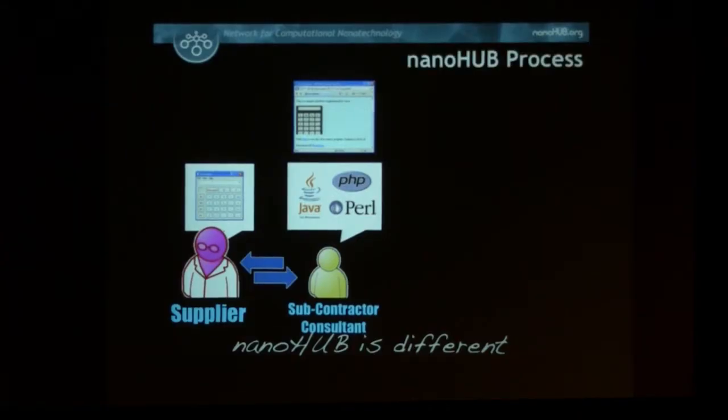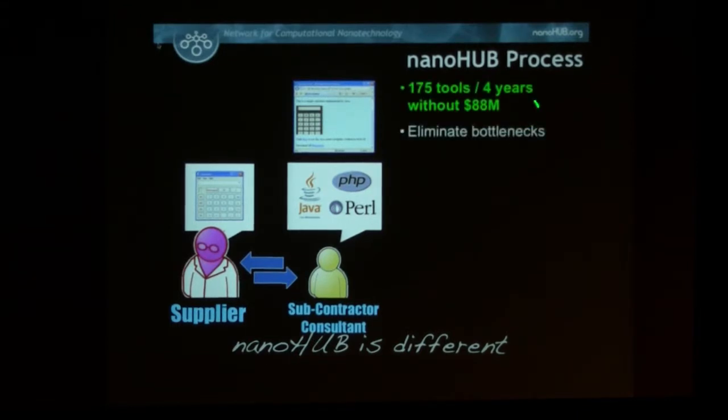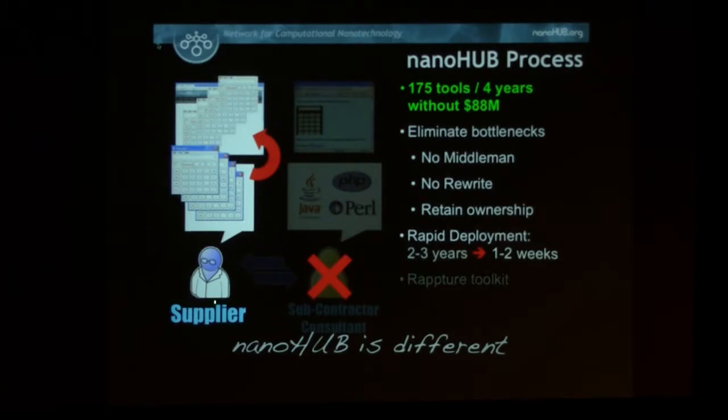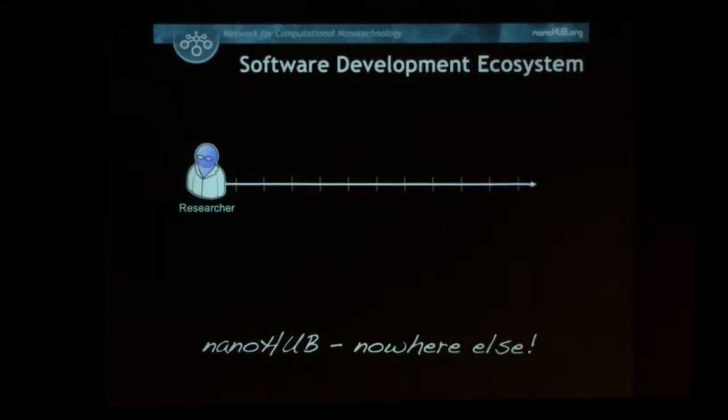Now, how do you fix that? Well, we think we fixed it. In nanoHUB, we have created 175 tools in 4 years without the $88 million. We basically eliminate this bottleneck. We enable researchers to put up their own codes in about 1 to 2 weeks. And that makes this guy much happier, and he or she can develop a variety of software, and I'd like to show next that this actually works. Oh, in this slide, sorry.